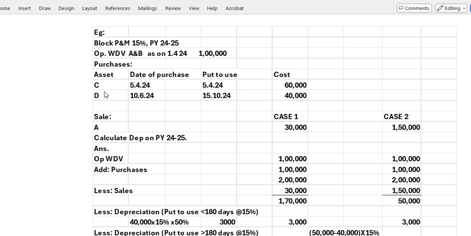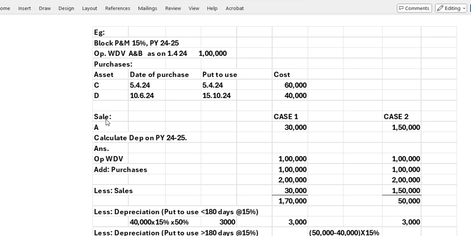Now you have purchased two assets, C and D. C you have purchased on 5/4/24 and put to use that day itself. The cost of the asset is 60,000. D you have purchased on 10/6/24 but put to use on 15/10. That means after 3rd October, whereas C is before 3rd October, which means full depreciation you will get. Here, even though you purchased on 10/6/24, you put it to use on 15/10/24. That means you will get only half depreciation on this.